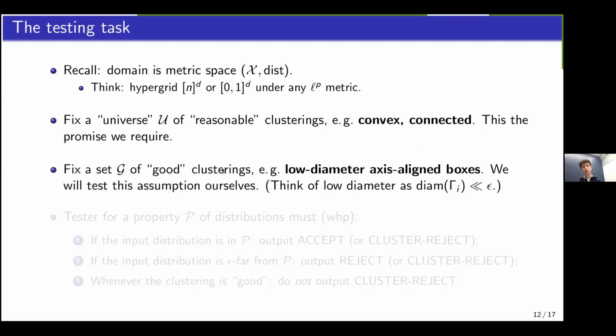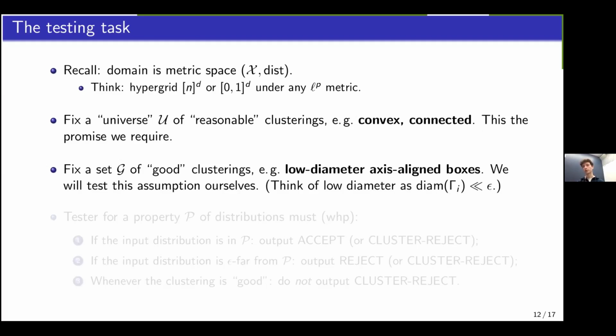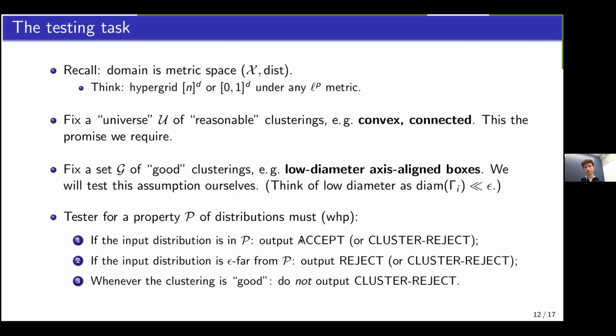Then within this universe, we pick a set G of the good clusterings. So these are the ones that are even more nicely behaved and easier and better to work with. For example, the axis-aligned boxes that are low diameter. Low diameter, recall, was something that was very helpful for our testing task. And this is the assumption that we will not require as a promise, we will just test ourselves. I won't go into too much detail about what low diameter means, but you can think of it as diameter being smaller than epsilon, where epsilon is an error parameter. And this is something that we will just test ourselves. So now a tester for the property P of distributions has to satisfy the following criteria.